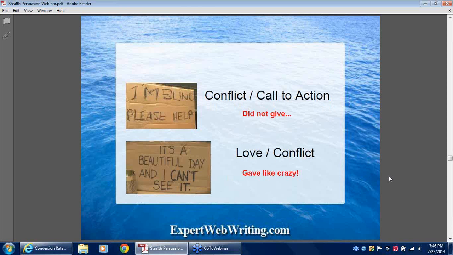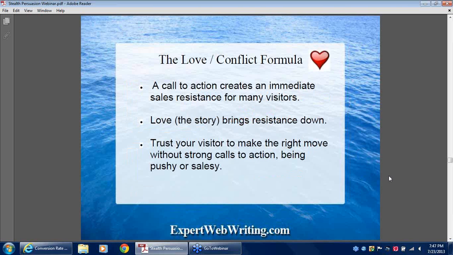His sign, no one gave. Her sign, they gave like crazy. Why did that happen? It's because of the love conflict formula. Sometimes, and more often than you think, a call to action creates an immediate sales resistance for many people. Love, which the beggar didn't use in his sign, can bring the resistance down. The lesson here is you have to trust your visitor to make the right move without strong, pushy, or salesy calls to action. So how exactly do we do that using the love conflict formula?